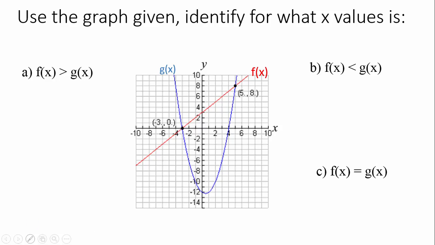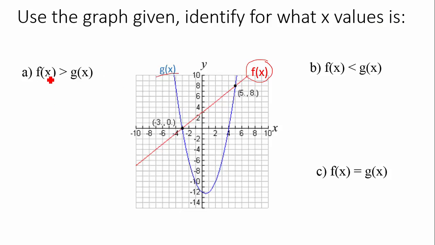Let's take a look at another way we can interpret these. These are, again, a parabola and a line. We don't actually have the equation here, but we can see that the line is labeled f of x, and the parabola is labeled g of x. Remember that notation, it's just the function's name. So it says, using the graph given, identify for what x values this thing is true. So let's start over here with A.